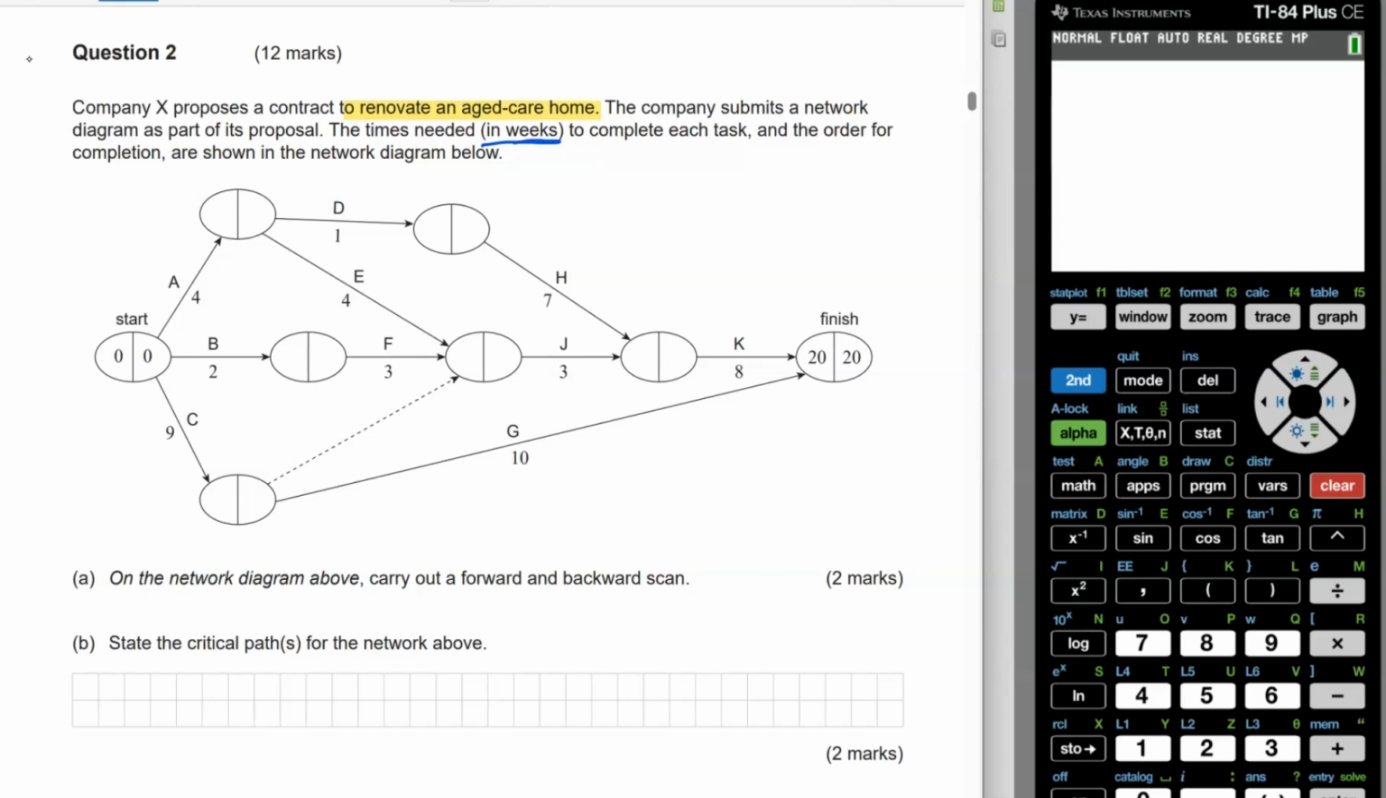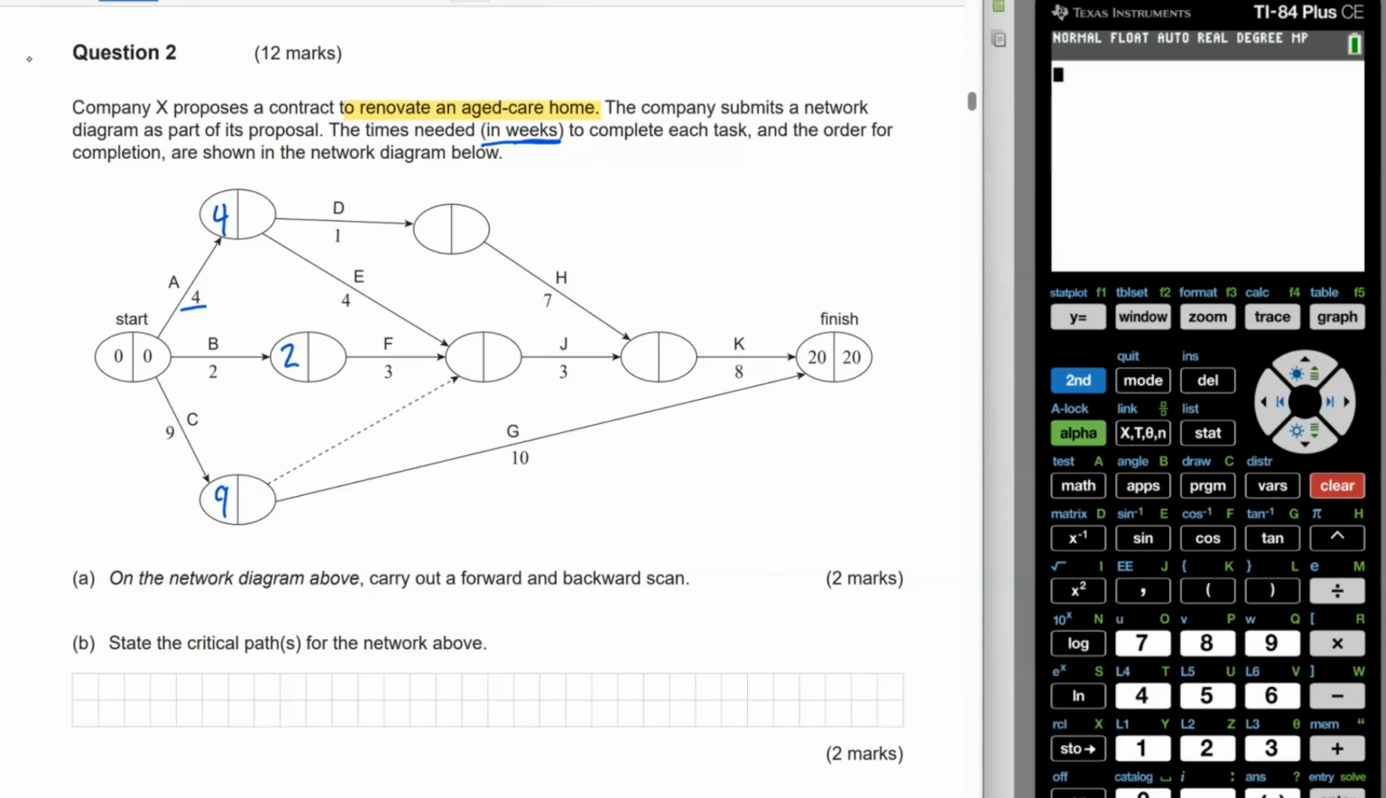Now when we're doing our forward scan, we're always looking to enter the earliest start time for each of our tasks. So if I go up to the top here, I can see that A takes 4 weeks to complete. So I'm going to put a 4 up here in the node, because that's my earliest start time for both D and E. B takes 2 weeks. So before I can start F, I need to wait those 2 weeks for B to be completed. C is 9 weeks to complete.